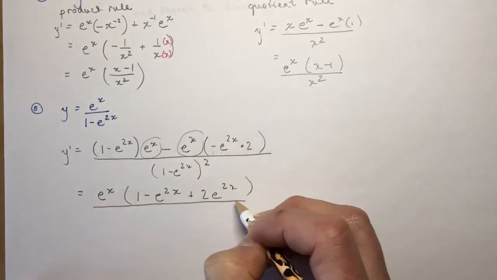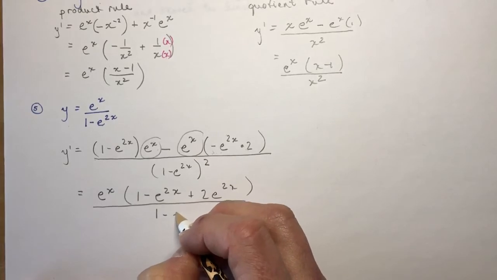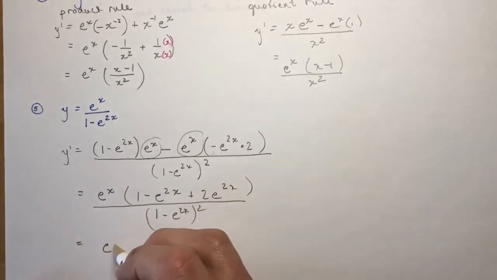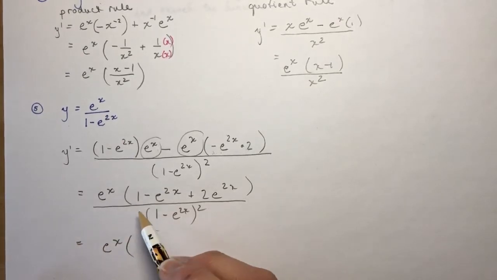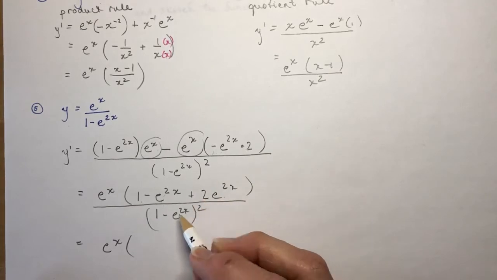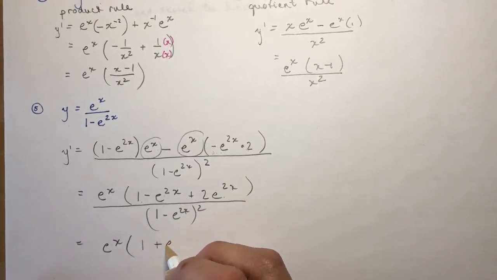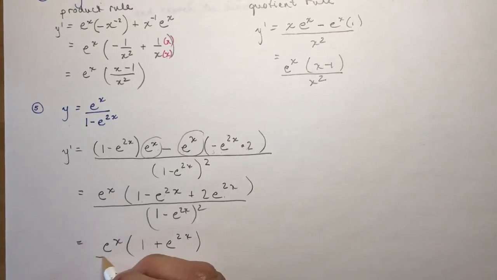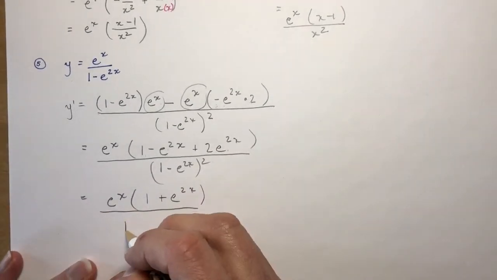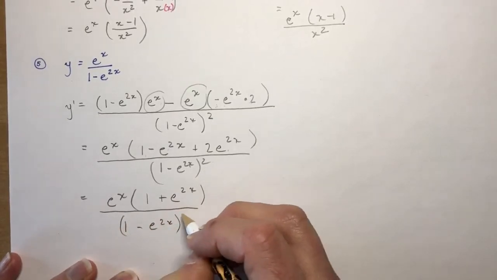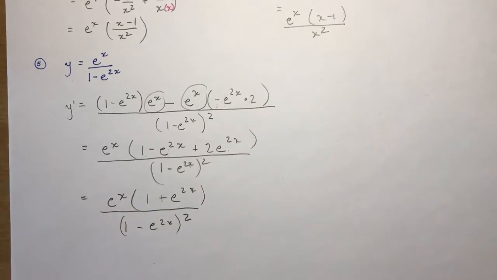all over 1 minus e to the 2x squared. And finally, I have e to the x times minus 1e to the 2x plus 2e to the 2x is just going to be plus e to the 2x. And I'm still over 1 minus e to the 2x squared. Okay, so there's a nice little product rule for you.